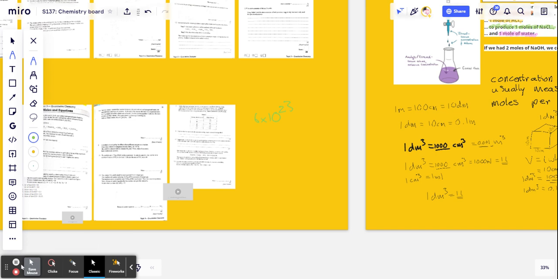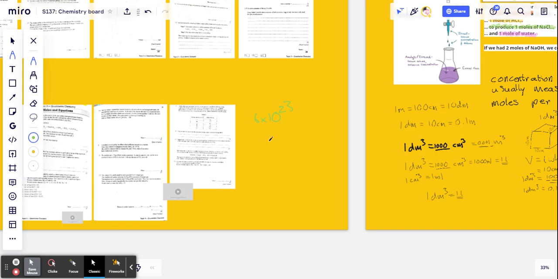I'm just going to double check that number to make sure I got it. Yeah, so 6 times 10 to the power 23 atoms. So a mole of carbon would be 6 times 10 to the power 23 carbon atoms. Now, if I did a mole of water, it'd be 6 times 10 to the power 23 water molecules.